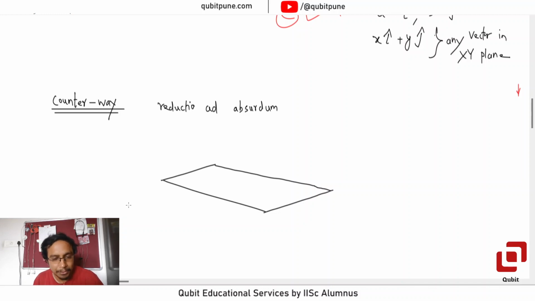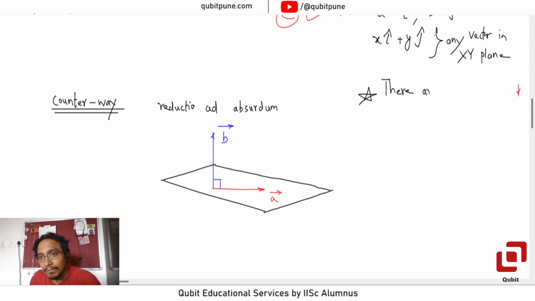Okay, so suppose this is the plane of A bar, which is perpendicular to B bar. Now look here, there will be many planes which pass through A bar, but we have to select only one which is perpendicular to this.